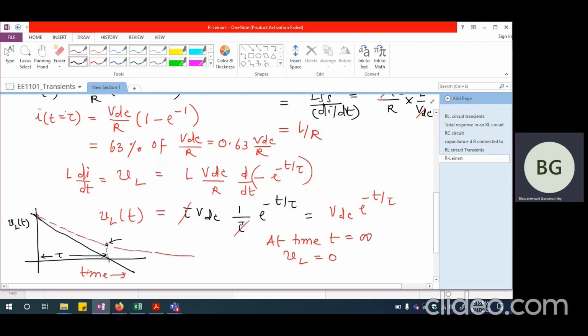So if I try to look at what is the amount of voltage it has retained at time t equal to time constant, that will be 1 minus 0.63. So this will be approximately 0.37 times initial voltage. If I may call this voltage VL initial, then compared to VL initial, this will be 37% of the original or initial voltage.